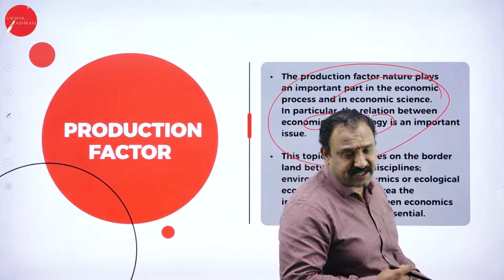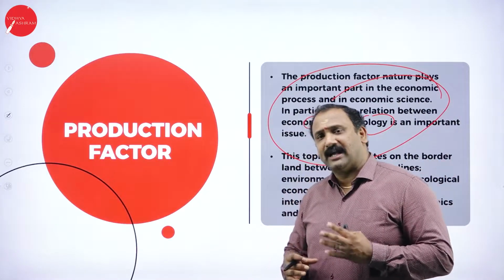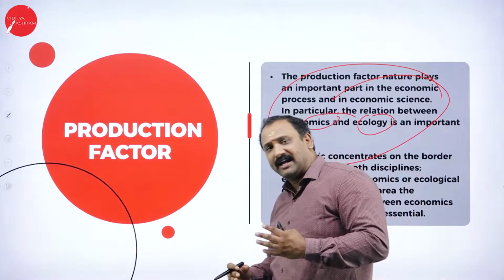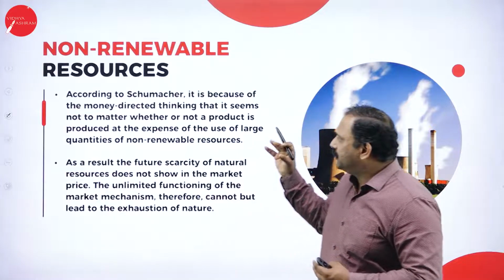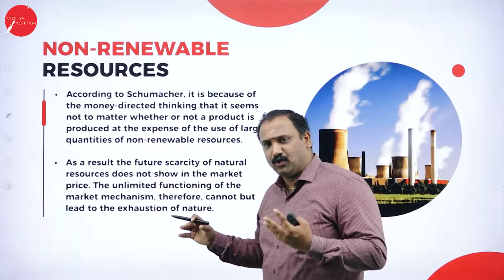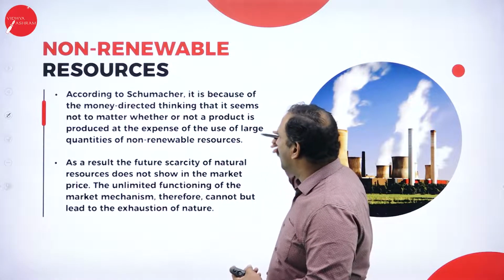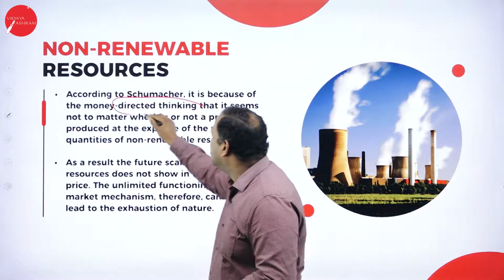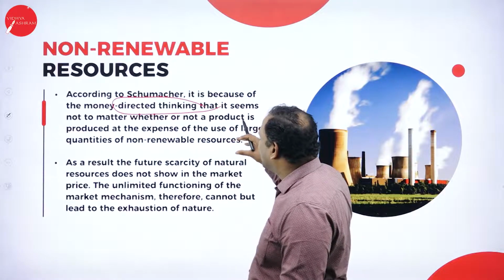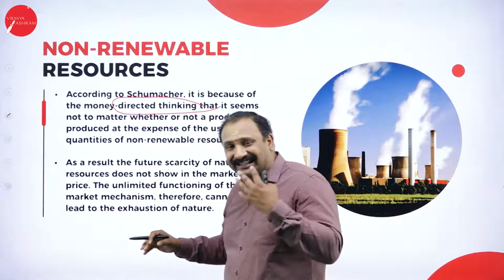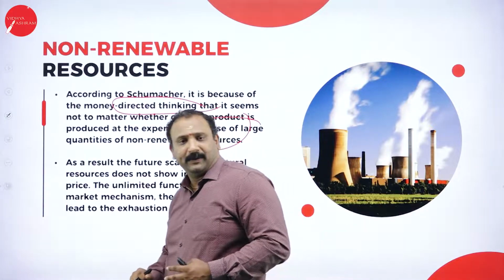We're going to strike a balance there and find out which side we really need to stick on so that we have the concern for environment and economics together. Followed by the non-renewable resources, which most of us know, but then we're going to look into the ideology of Schumacher, who had actually told that because it's money-directed thinking, it seems that it does not matter whether or not a product is produced at the expense of the use of large quantities of non-renewable resources.